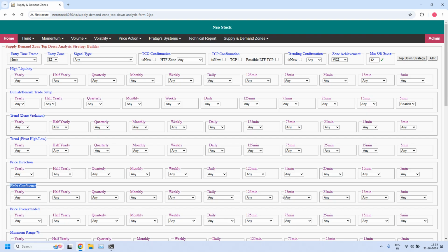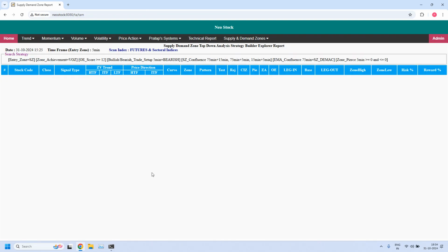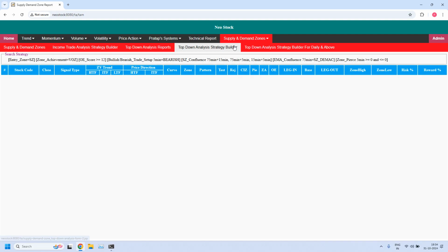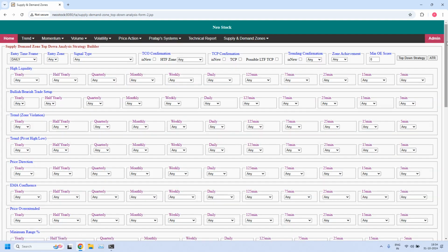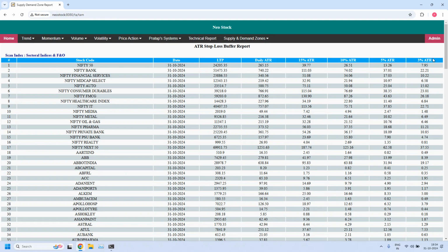The EMA confluence at 75 minutes time frame. Why 75? Because 5 minutes and 15 minutes together part of the 75 minute zone. That's why 75 minute supply zone is having daily EMA confluence. I enabled the filter. So currently no stocks are having daily EMA confluence. So this is about bearish trade setup for hourly income trade, and in the final report let us generate stop buffers based on daily ATR.